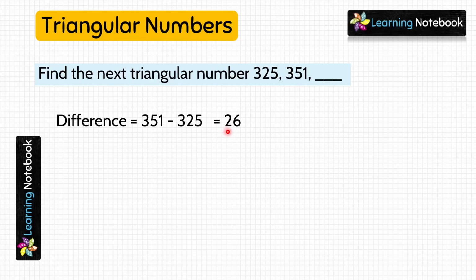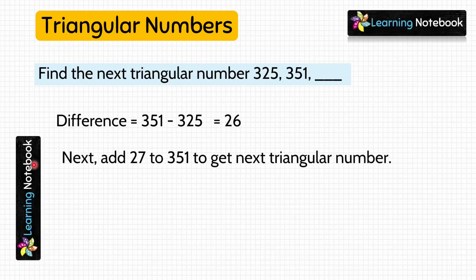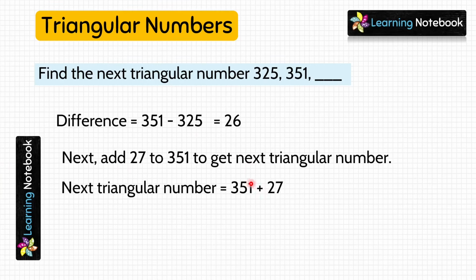So 351 minus 325 equals 26. Now add 1 to this difference 26. We get 26 plus 1 equals 27. Next, add this 27 to 351 to get the next triangular number. So we will do 351 plus 27, which is equal to 378. So this is our answer. 378 is the next triangular number.